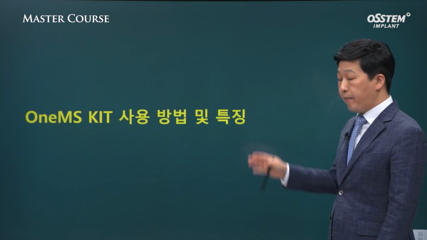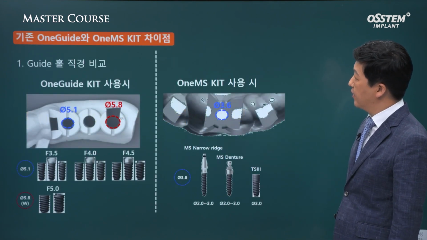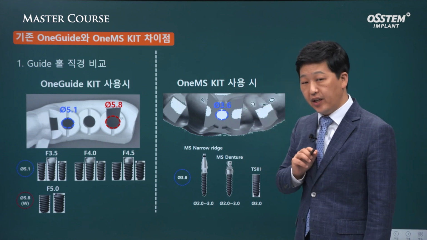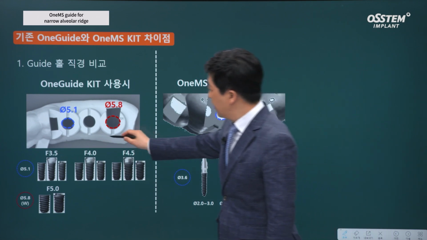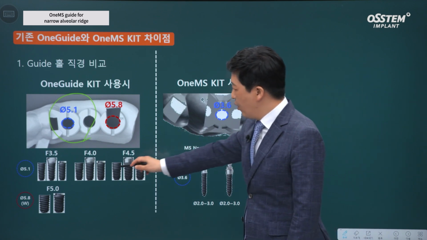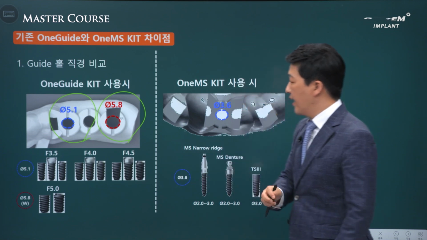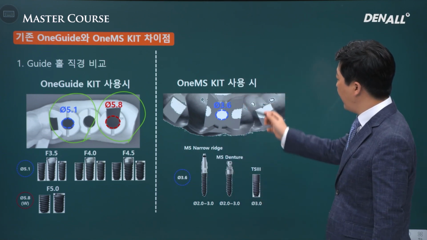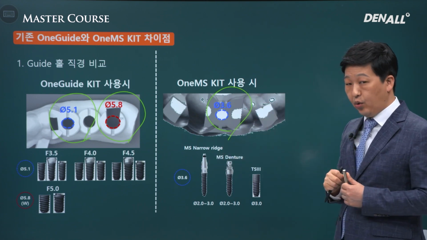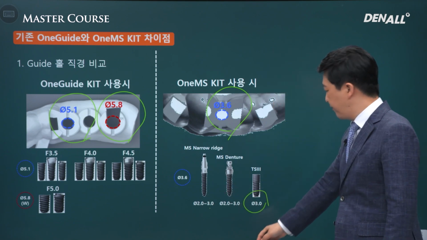I want to talk about how to use OneMS kit and its advantages. In the case of OneGuide kit, the guide hole can be divided into mini and regular, 5.1, and in the case of 5.0 diameter implant, the guide hole size is 5.8. In the case of OneMS, the diameter is 3.6. MSTS3 3.0 diameter implant can be used.